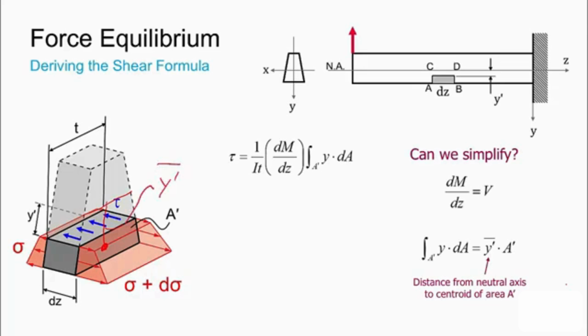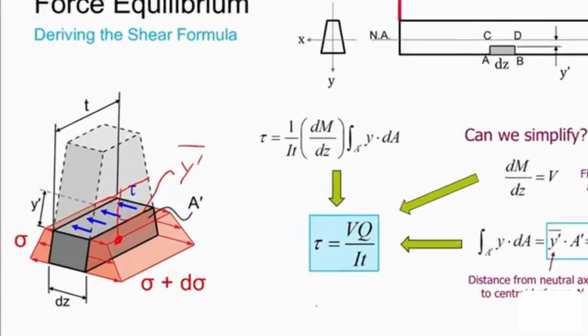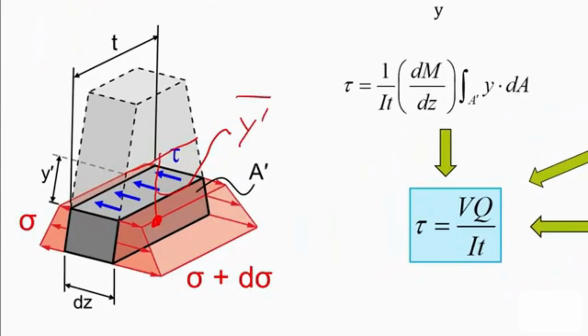And for simplicity, we will give this a label Q, and that is the first moment of area A prime about the neutral axis. If we take these simplifications and combine them, we get the result that the shear stress tau is equal to VQ over IT. So now we actually have brought back in our shear force, which we knew would happen from the previous video.